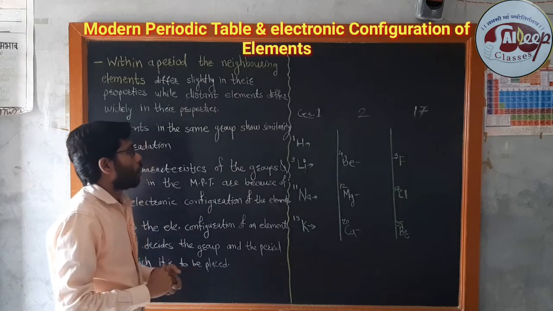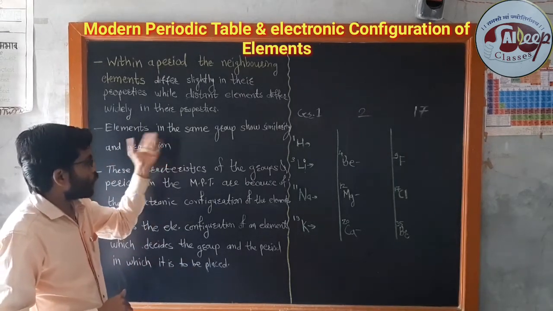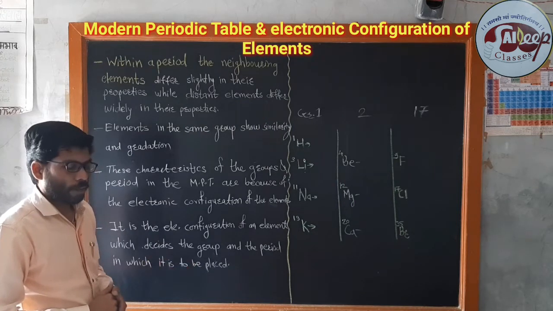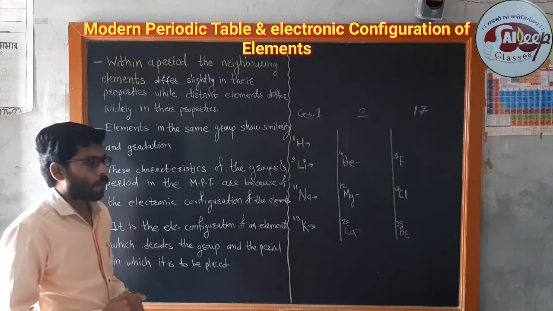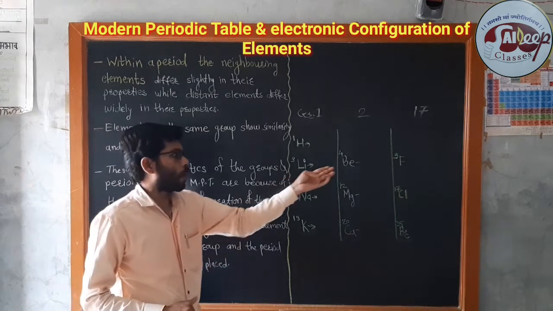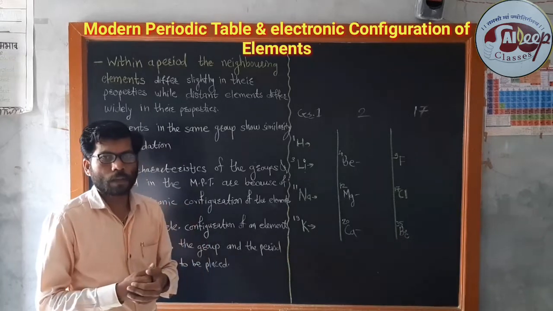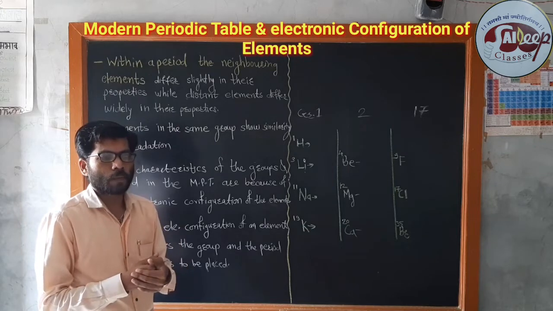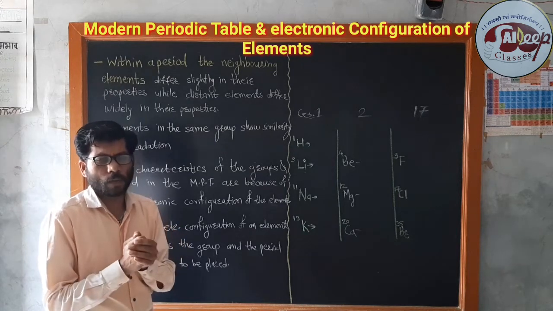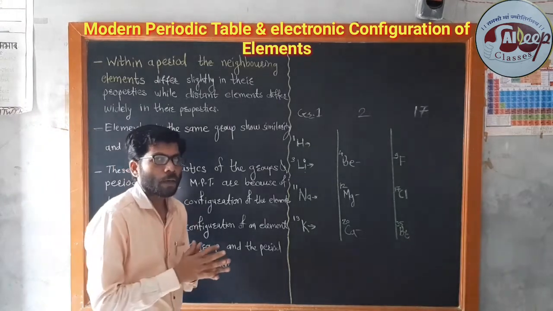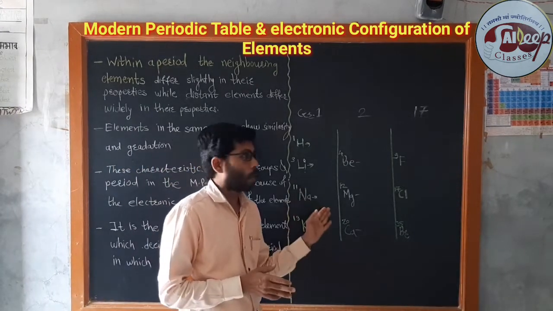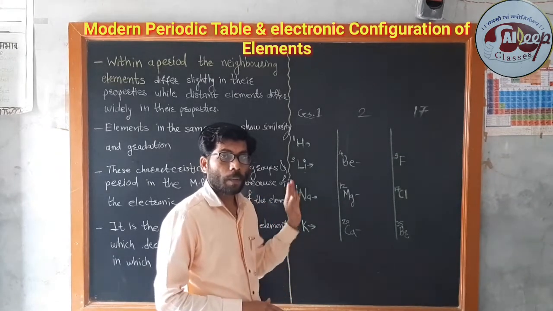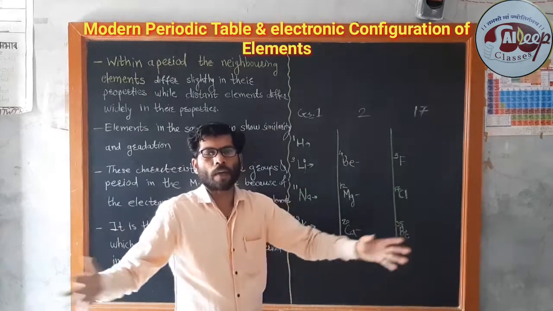For example, we take lithium, third period, sorry, second period. In second period, lithium and beryllium are neighboring elements. When we see the properties of the lithium and beryllium, there is very slightly difference. But when we take the properties of the lithium and fluorine, same period, there is a wide difference in the properties.